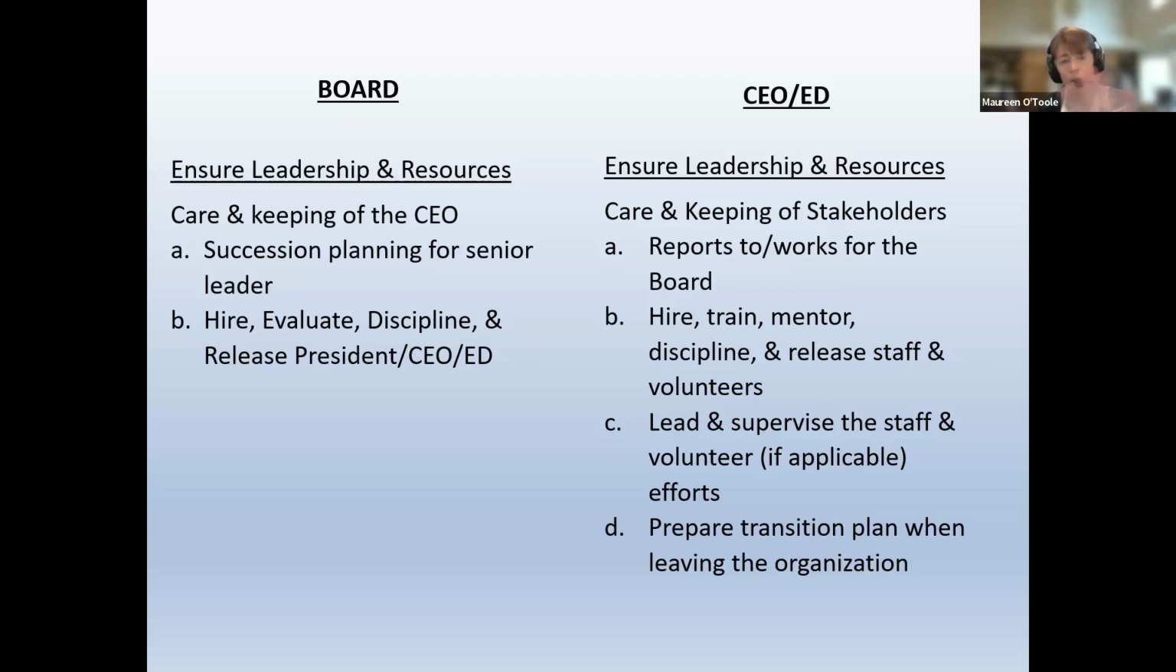So the board over here, when you're talking about the senior leader, creates the succession plan. How much lead time do we need? What skill sets do we need? Is this an internal hire or external hire?